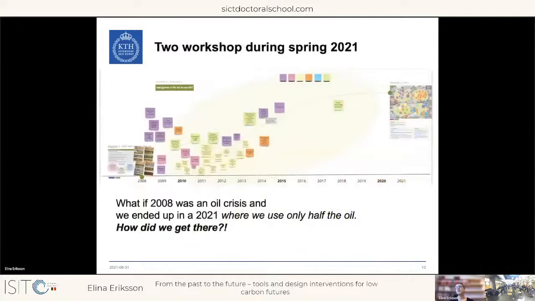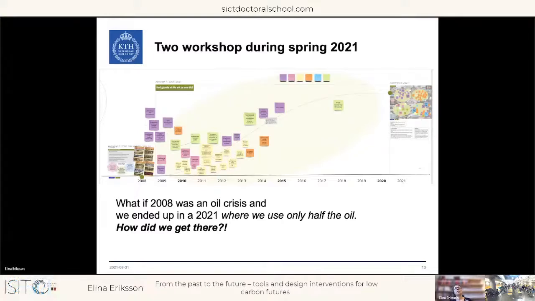Then we continued during the spring to actually do two workshops in a local context. The starting point, on the left-hand side of the slide you're seeing, and you're not supposed to be able to read the post-its here, is that in 2008 there was an oil crisis. So the financial crisis that hit us in 2008 was actually an oil crisis, and we ended up in a 2021 where we used only half the oil.